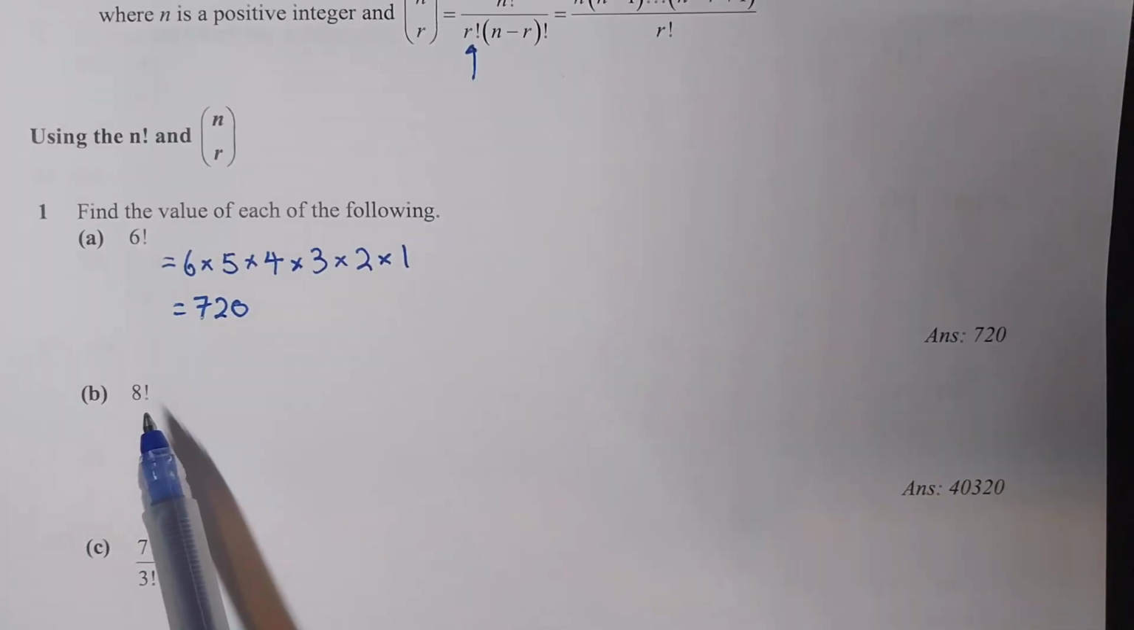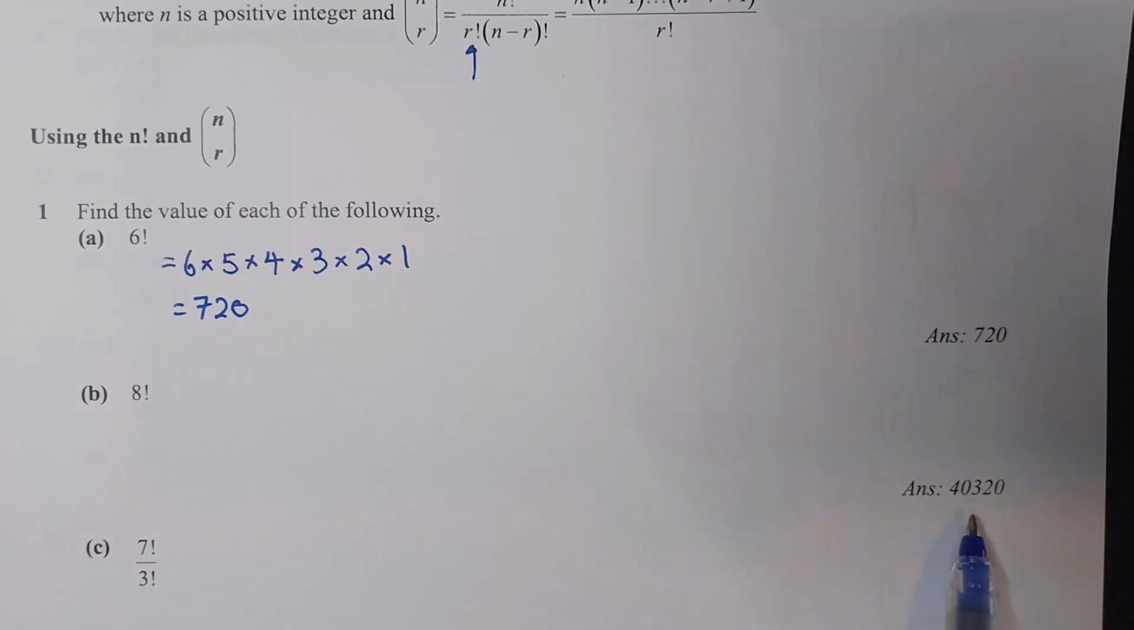Now, why don't you try to find the value of 8 factorial? You get 40,320.